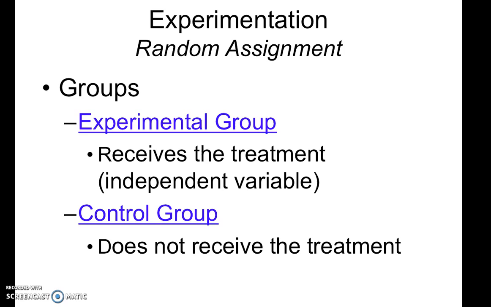And of course, again, when we're talking about random assignment, you have two groups. You have the experimental group, which receives the treatment, or the independent variable in a study, and the control group, which does not receive the treatment.